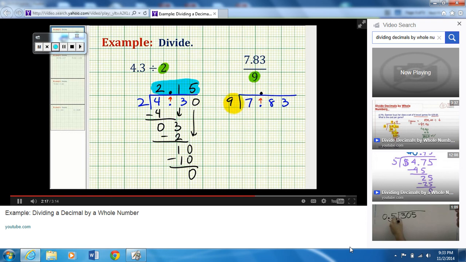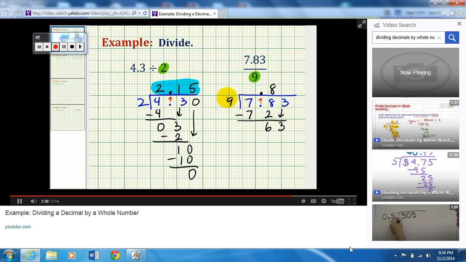So we first need to determine how many 9's there would be in 78. And that would be 8, because 8 times 9 is 72. And as long as this difference is less than 9, we know this 8 is correct. So we have 6, and this would be 0. Bring down the next digit, which is 3.